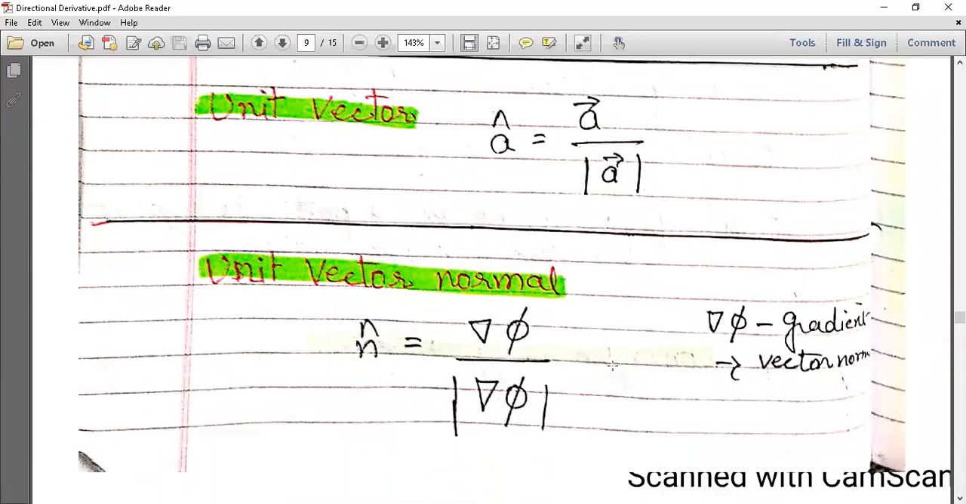Now we have the unit vector normal. What will the unit vector normal be? The vector normal is nothing but our gradient, which I already explained in the geometrical meaning. So del phi, the gradient, is equal to the vector normal. When we find a vector normal that is a unit vector, we can call it the unit vector normal. These problems are important. On this we have to find a unit vector normal, so we need to find grad phi and its magnitude.